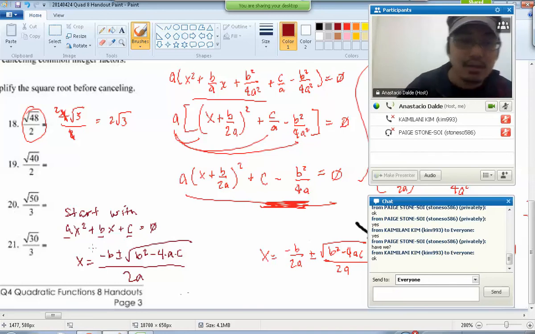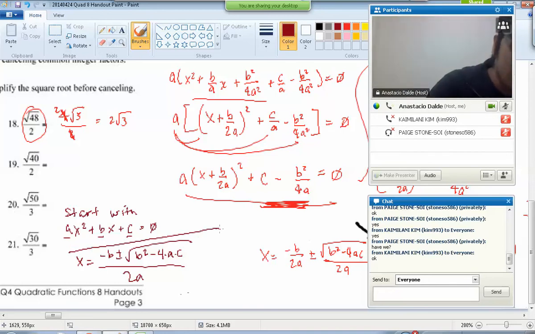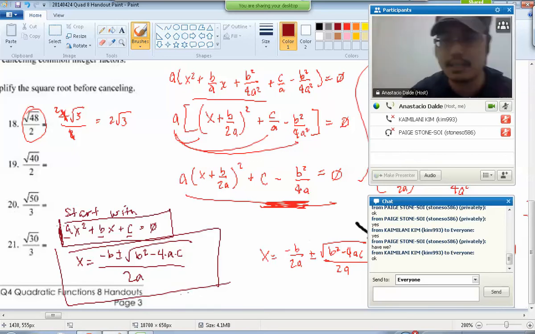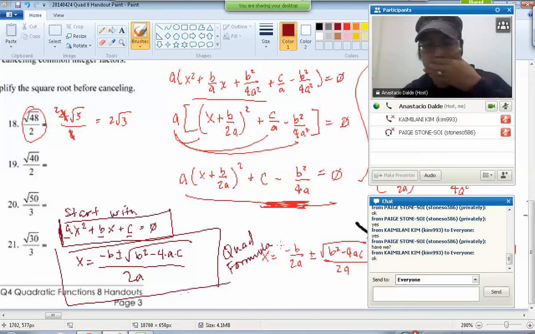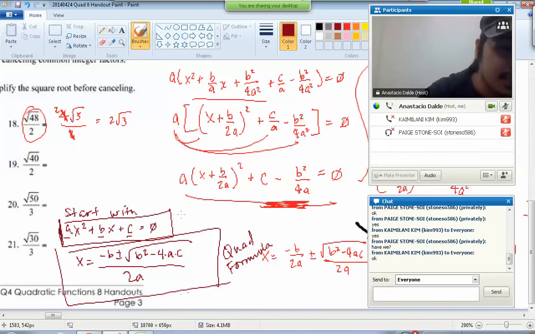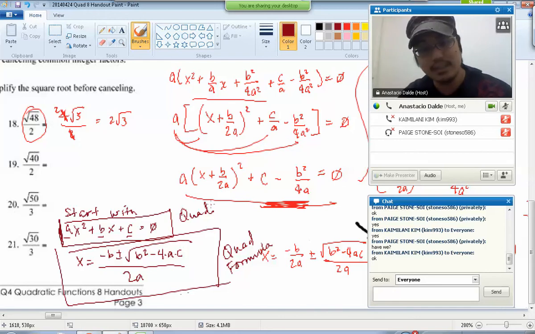This is called the quadratic equation because it solves these kinds of equations, which are called quadratics. Actually, I think this is called the quadratic formula. Quad formula. Because they solve quadratics. I'll show you how to apply them, and it's very easy. Cool?